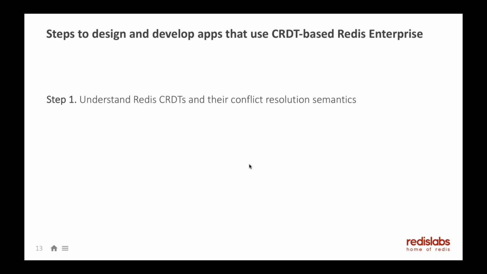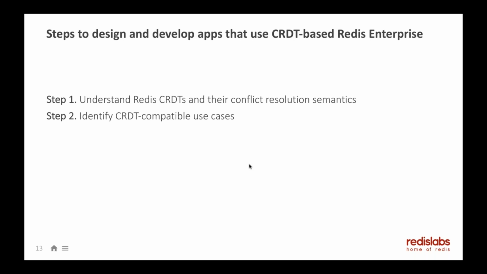The first step is you need to understand Redis CRDTs and how the conflict resolution happens. I'll show some examples, and also on our website we have detailed documentation of how the conflicts are resolved and how each data structure handles conflicts. So that's something you need to know before you start designing your application if you are designing from scratch.